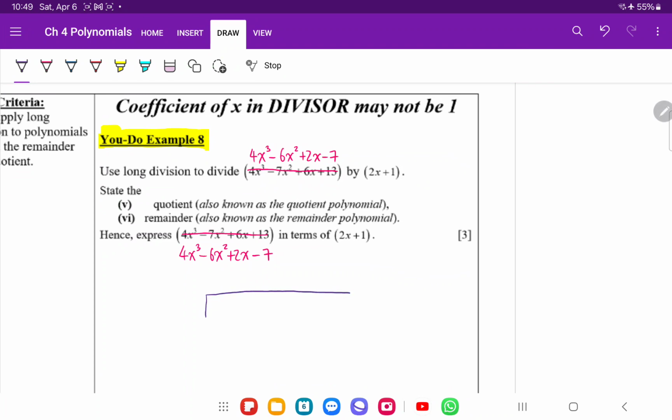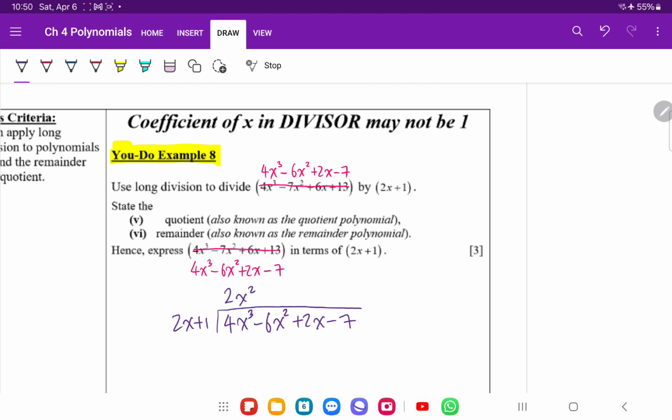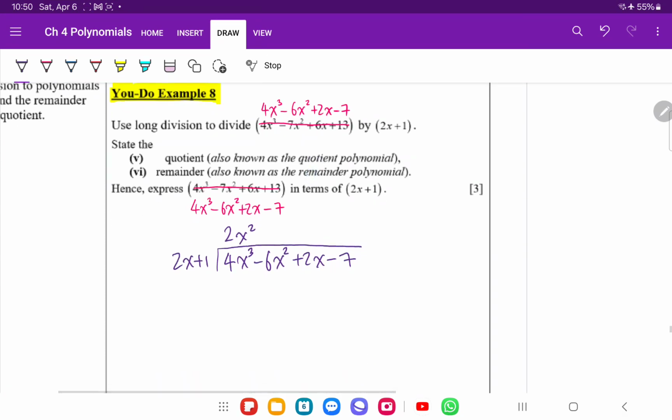Now the dividend, write down 4x power 3 minus 6x squared plus 2x minus 7. Divisor is 2x plus 1. For you to get 4x power 3, something has to multiply 2x to give you 4x power 3. What you will need is a 2x squared. So 2x squared times 2x is going to give you a 4x power 3. Next, 2x squared times 1 is going to give you a positive 2x squared. And now you will perform the subtraction.